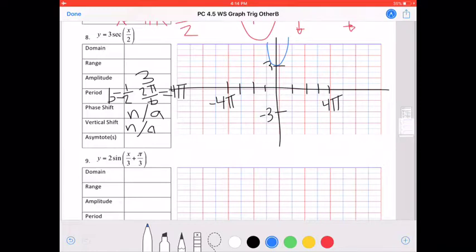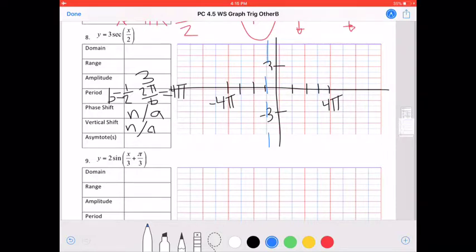That's always a quarter period to the left. So if our period is 4 pi, a quarter of that would be pi, which we already said was a tick mark. So our first vertical asymptote always goes a quarter to the left of our y-axis.